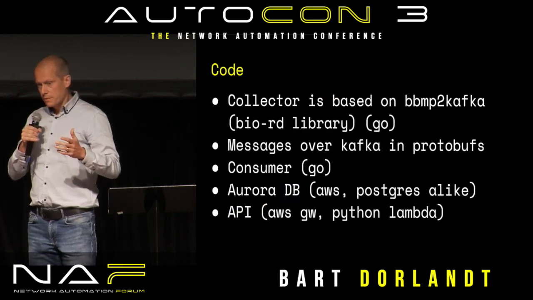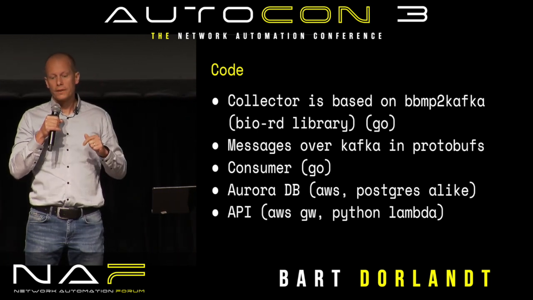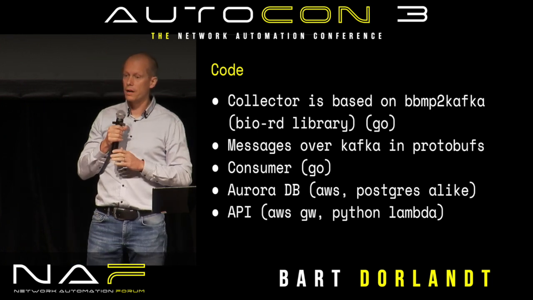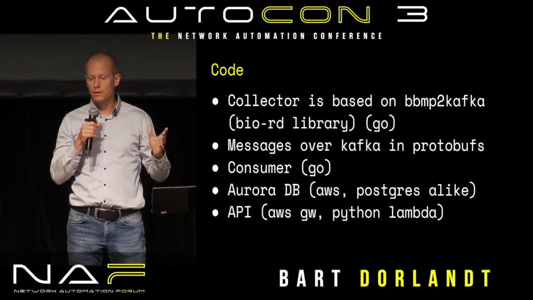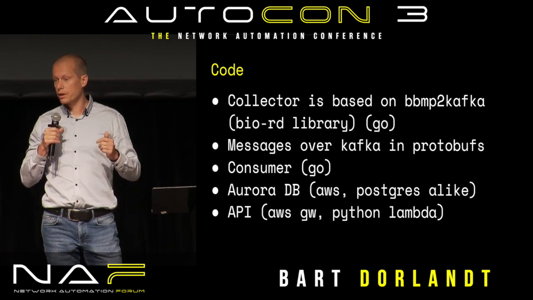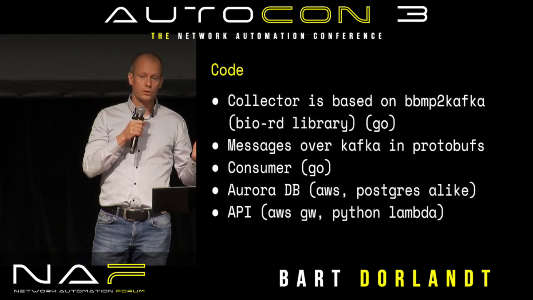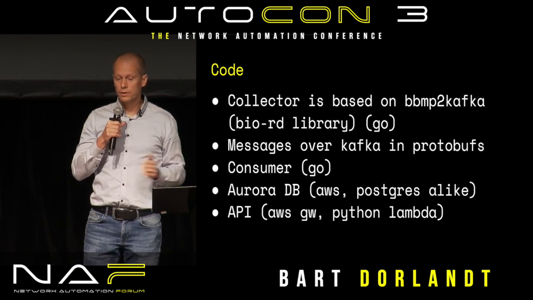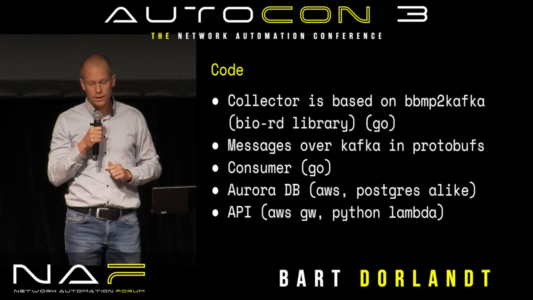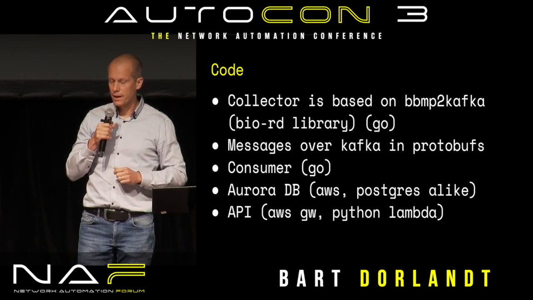So details, we're technical here, so we want to know what's going on. So the collector is written in Go. That's based on the BMP to Kafka library, which is more of a shell around the BioRIS library. Messages, as mentioned, are going in protobufs over Kafka. The consumer is homegrown, so that picks it up and translates that into the database, which is a Postgres-alike or RDB on AWS. And then we got an API that is an AWS gateway with a Lambda in Python.